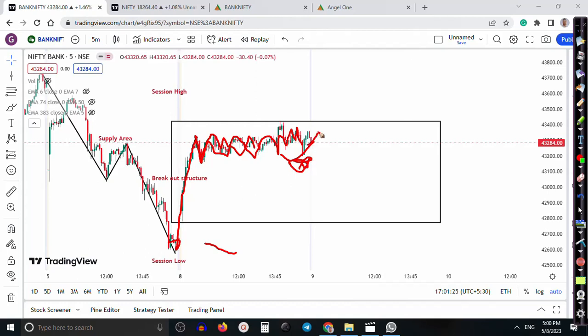Once they break this session, we are looking for buy only. Once price pulls back, we'll buy. Once pullback, we'll buy. That is our trading rule.